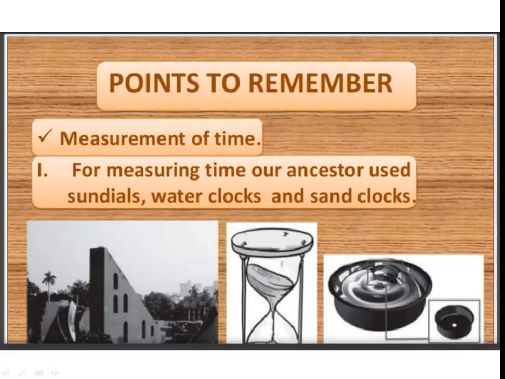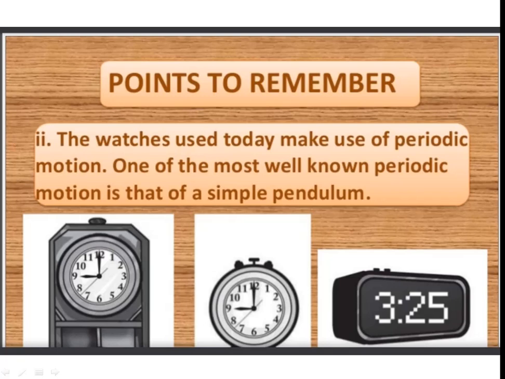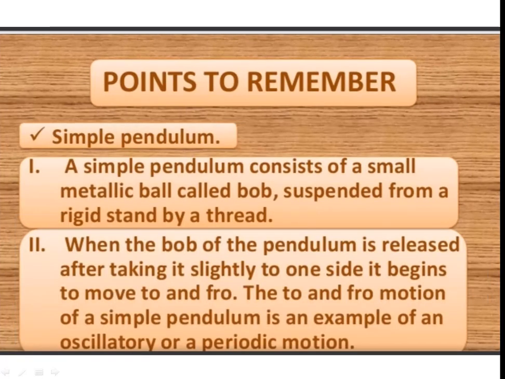Measurement of time. For measuring time, our ancestors used sundial, water clock and sand clock. The watches used today make use of periodic motion. One of the most well-known periodic motions is that of a simple pendulum.